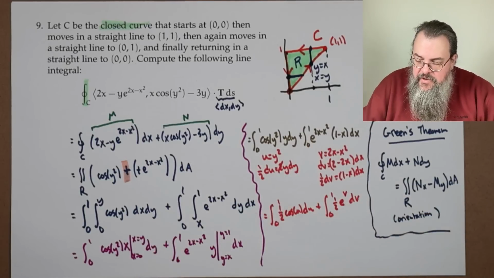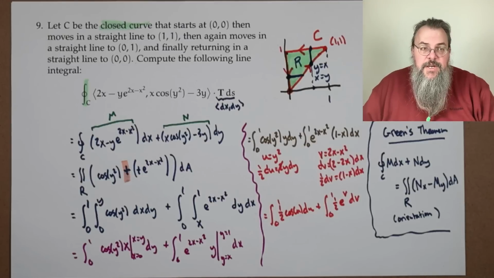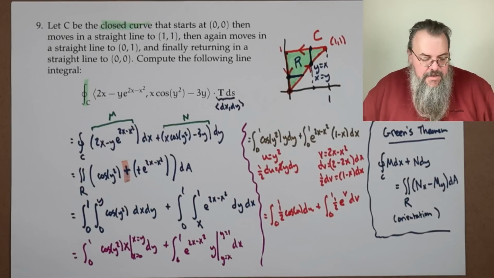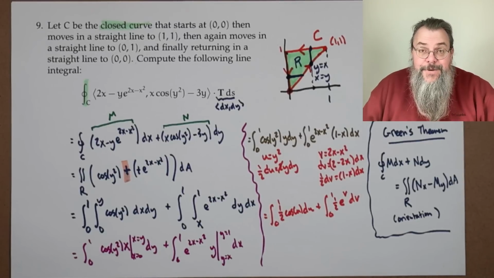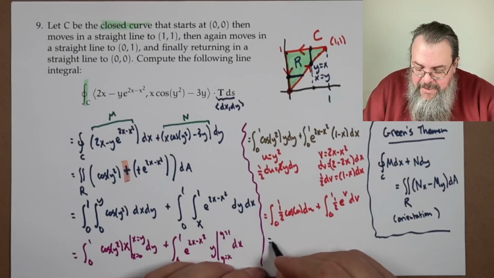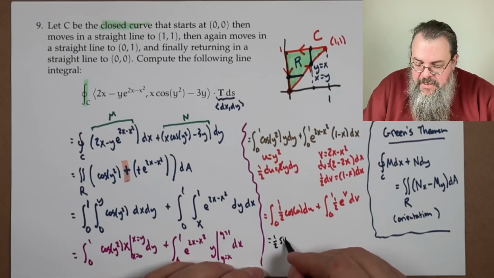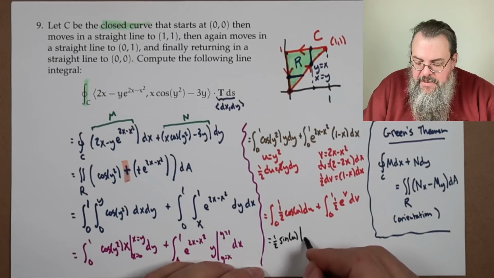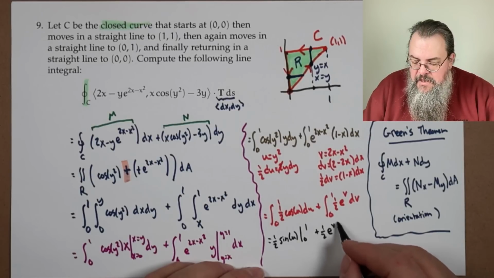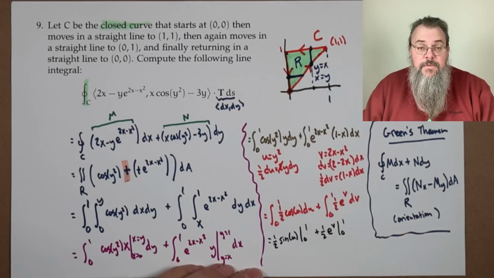Okay, so we're almost done with the problem, which is good because we're really running short on space, but that's all right. The end is near. Integral of cosine, sine. So we have 1/2 sine of u. We're going to evaluate that from 0 to 1, plus 1/2 e to the v, and we're going to evaluate that from 0 to 1.